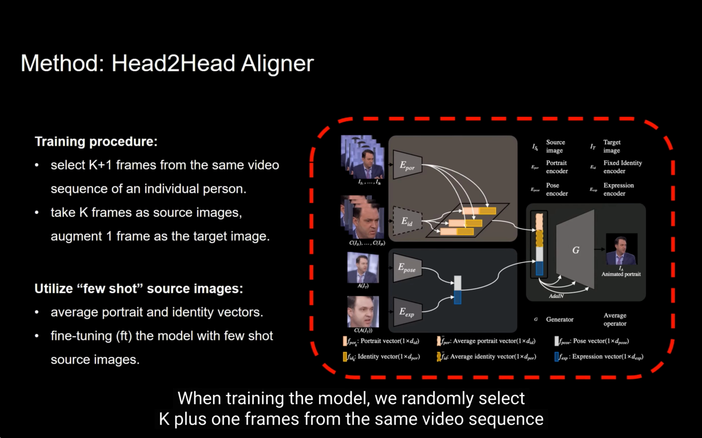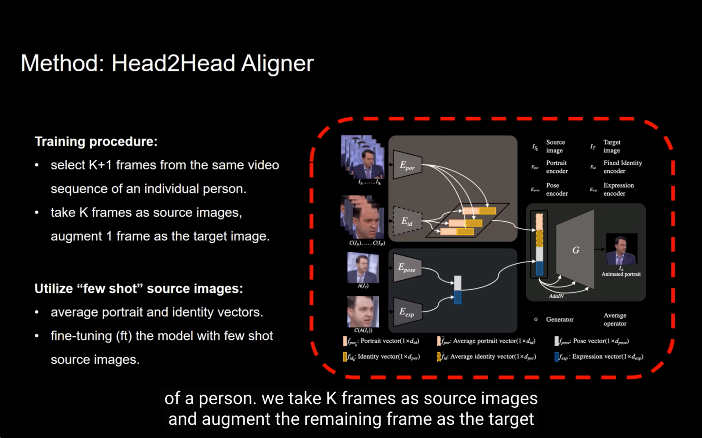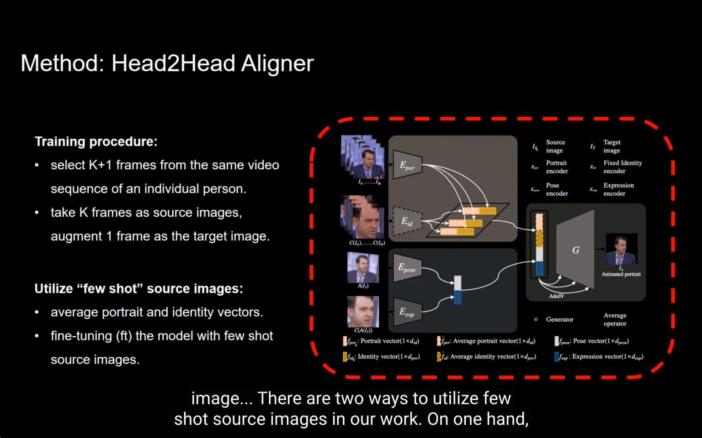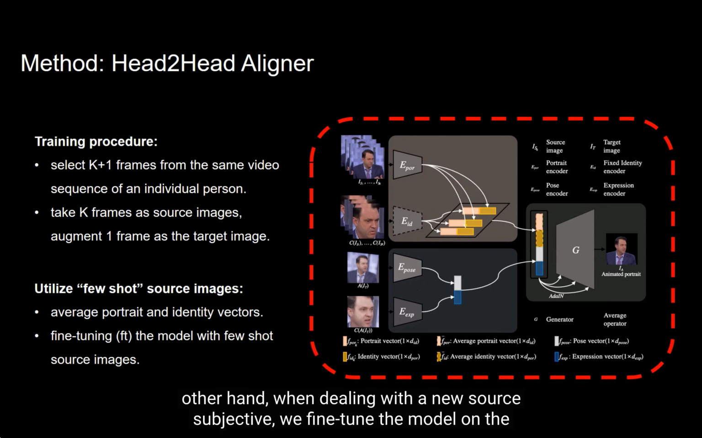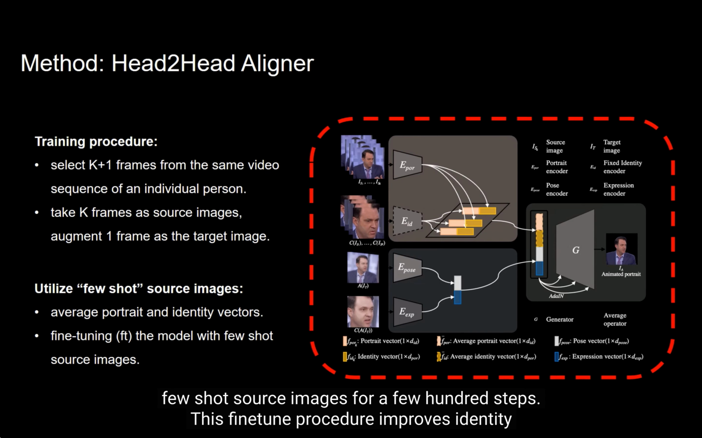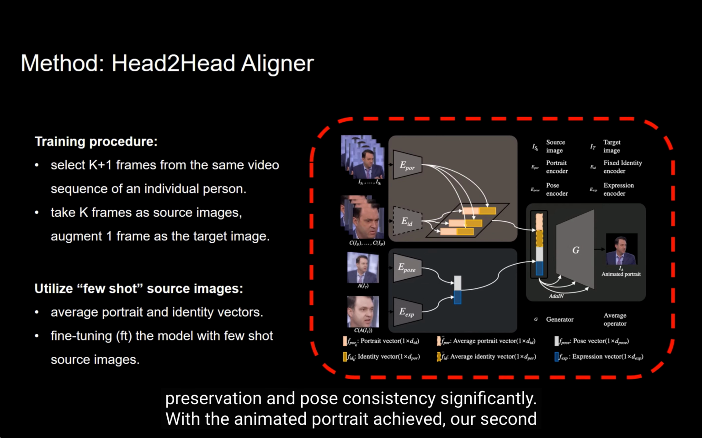When training the model, we randomly select k+1 frames from the same video sequence of a person. We take k frames as source images and augment the remaining frame as the target image. There are two ways to utilize few-shot source images in our work. On one hand, we average the k-shot portrait and identity vectors as the source representation. On the other hand, when dealing with a new source subject, we fine-tune the model on the few-shot source images for a few hundred steps. This fine-tune procedure improves identity preservation and pose consistency significantly.